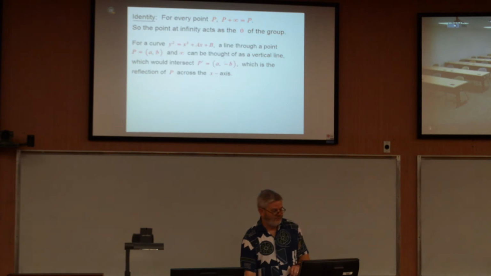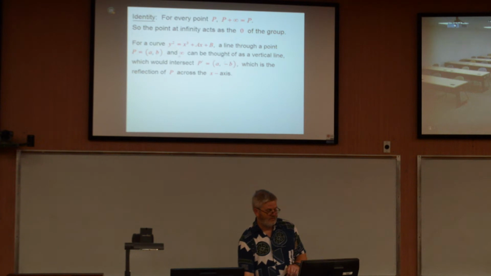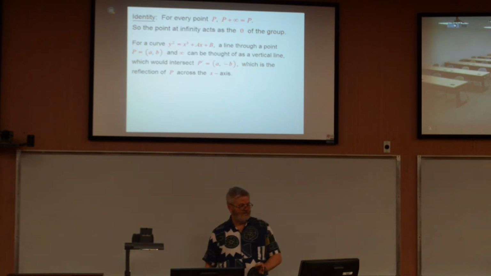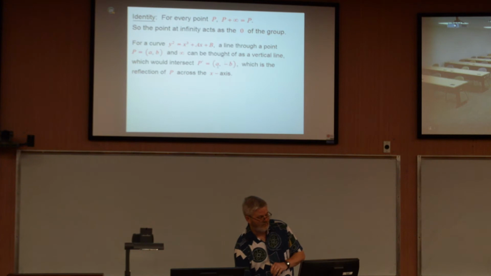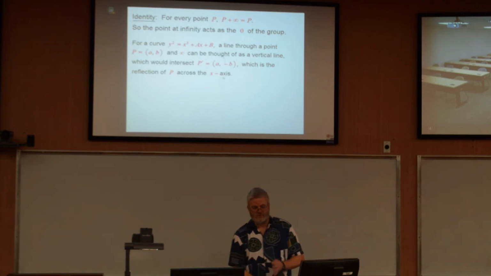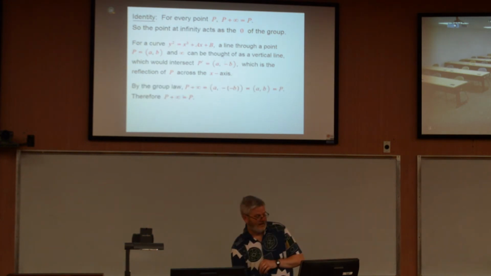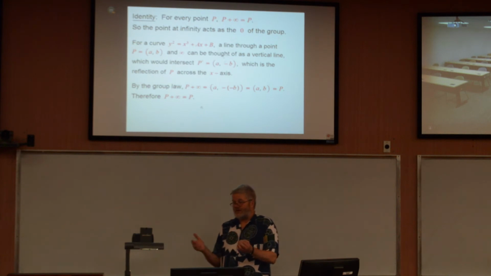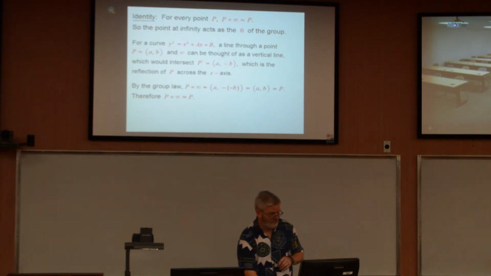And okay, so for a curve like this, a line through a point P equals (A, B) and infinity can be thought of as a vertical line, and that would intersect also the reflected point, (A, minus B), we'll call it P prime, and that's the reflection of P across the x-axis. So after you cross that third point, that's how we define the group law. P plus infinity would be (A, minus the negative of the other intersection point), which gives you back P. So P plus infinity is P. So infinity does act like adding 0 to any point.